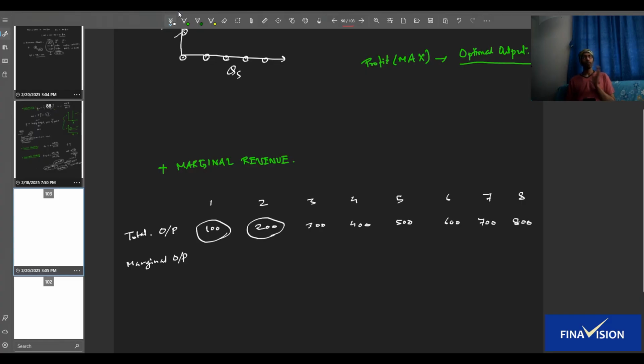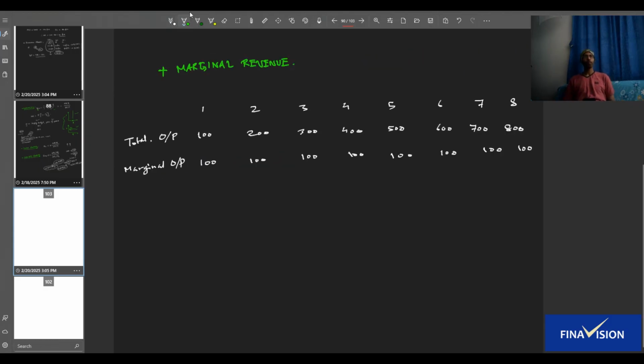So for option 1, we keep it 100. For option 2, it is 200 minus 100, which is 100. For option 3, again 100. That means 300 minus 200. Then option 4 is 400 minus 300, which is another 100. Like this, all the marginal outputs here are, let's say, equal to 100 units of output, right? Now let's say we assume average cost per unit for all these output options, right?